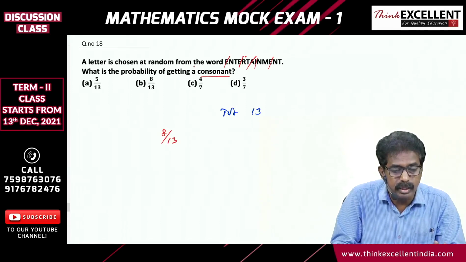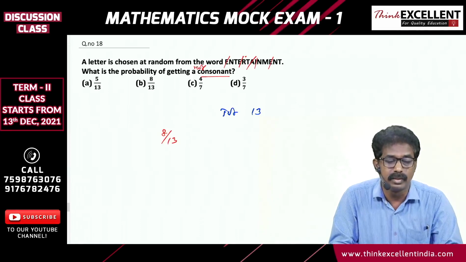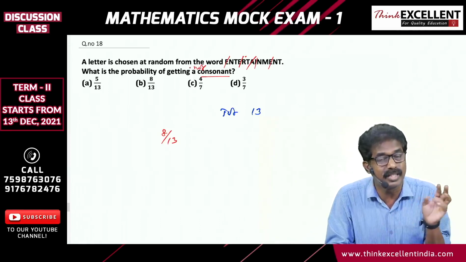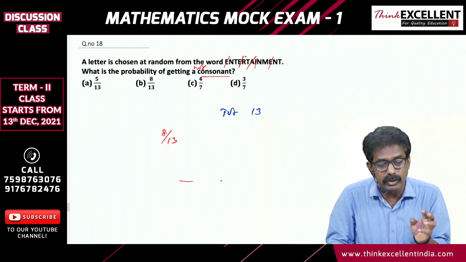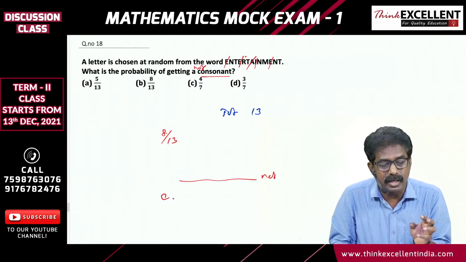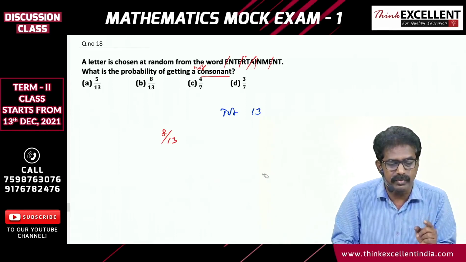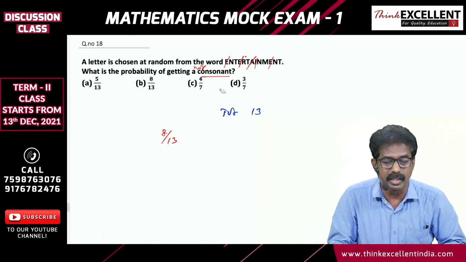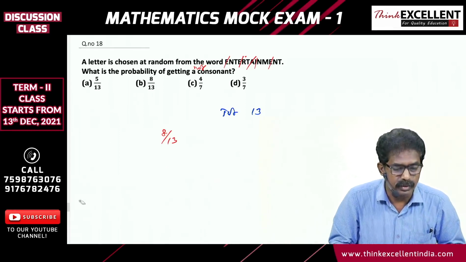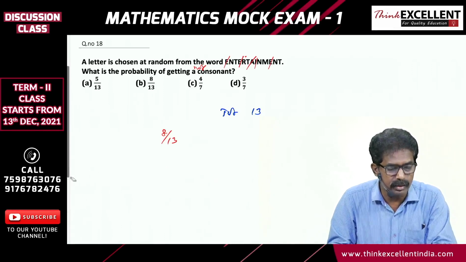Sometimes there will be a word "not", which is not a consonant. So read it very carefully. Sometimes in the question paper, "not" is here, "consonant" here. So read it very, very carefully, because of all these silly things, you should not miss any mark. So here our answer is 8 by 13.